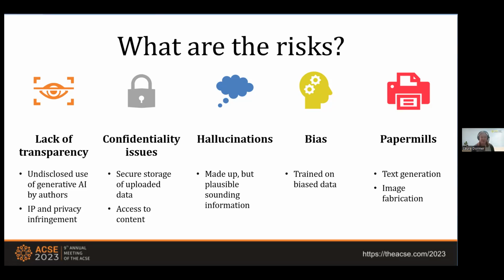There's also the potential for bias, so that's also been discussed as well. So AI tools are trained on, and they are intended to simulate human behavior, and human behavior can be flawed and might contain bias.